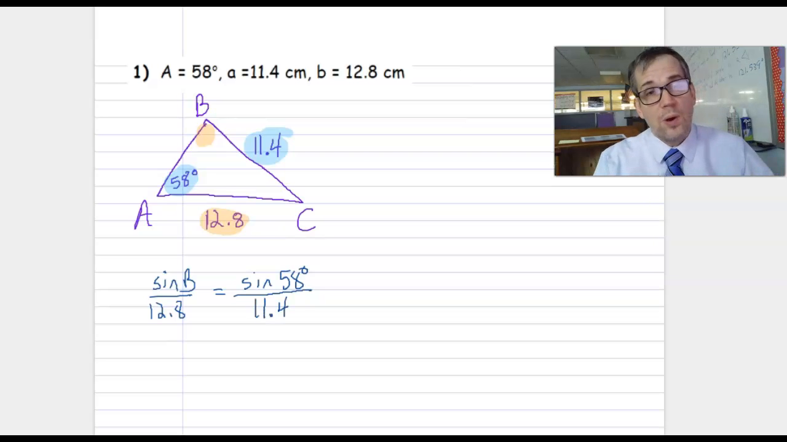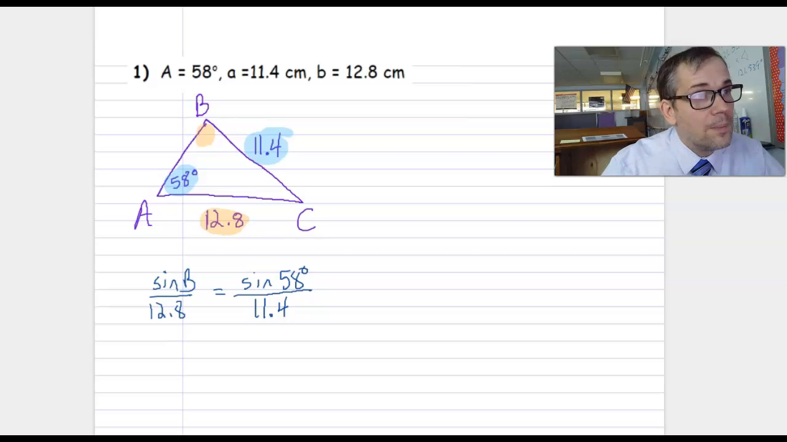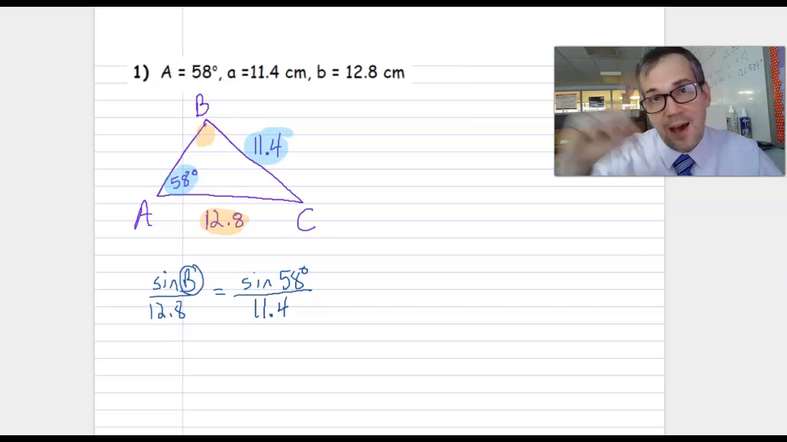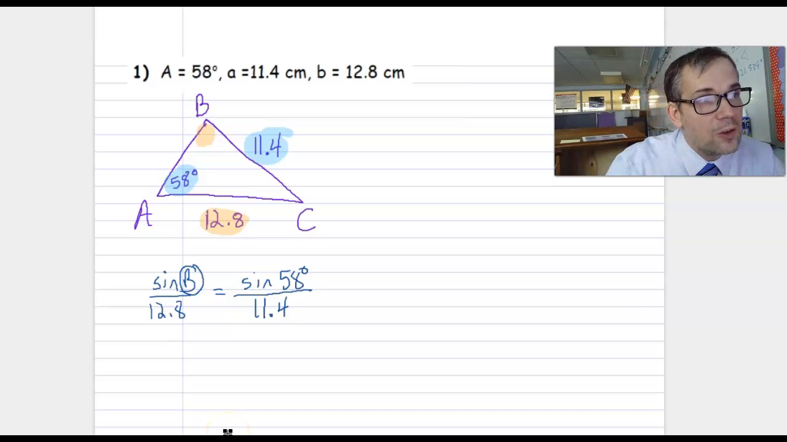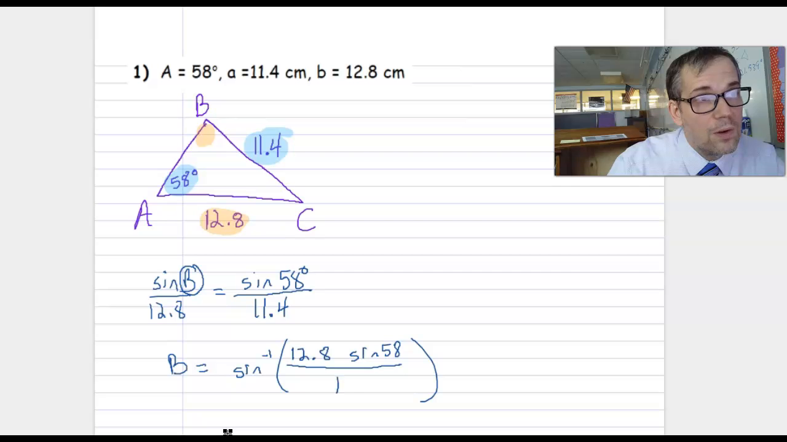And you can do this however you want, but if it were me, I'm going to really focus on getting this B by itself, which means that 12.8's got to go, and the sine's got to go. So you're going to get to a place, hopefully, where you can say, I know that B is going to equal the arc sine, or the inverse sine, of 12.8 times the sine of 58 degrees all over 11.4.